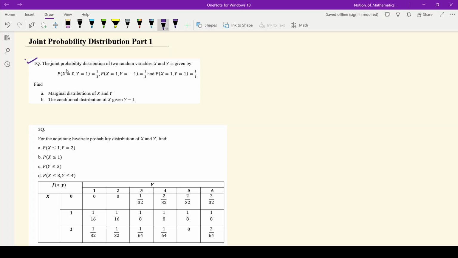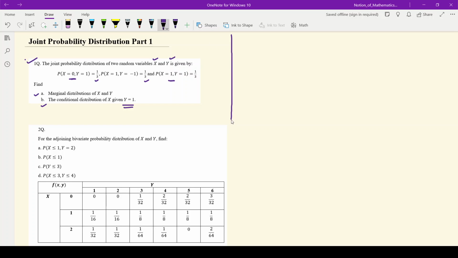the joint probability distribution of two random variables x and y is given by three statements. Probability at x equal to 0 and y equal to 1 is 1 by 3. Probability at x equal to 1 and y equal to minus 1 is 1 by 3. Probability at x equal to 1 and y equal to 1 is 1 by 3. Thereafter, we have to find the marginal distributions of random variables x and y and the conditional distribution of x given y equal to 1.